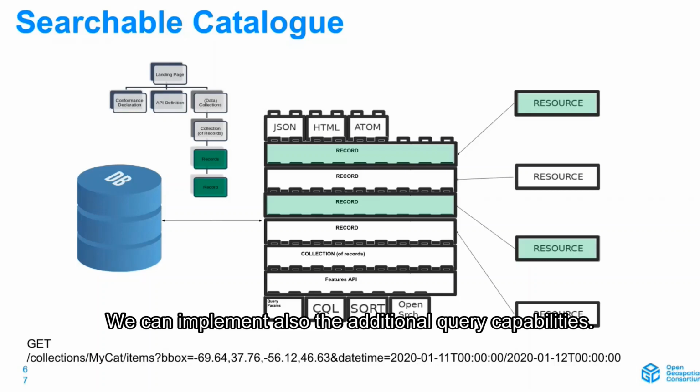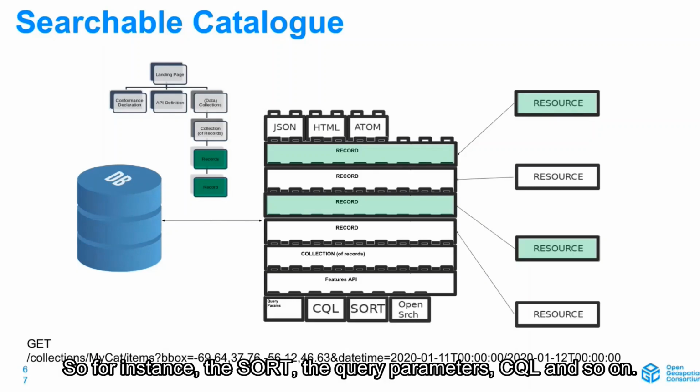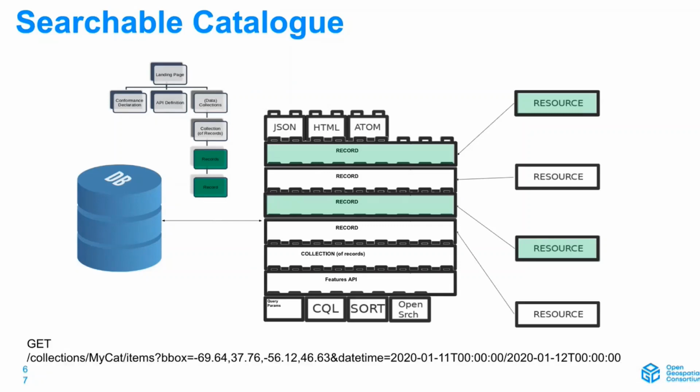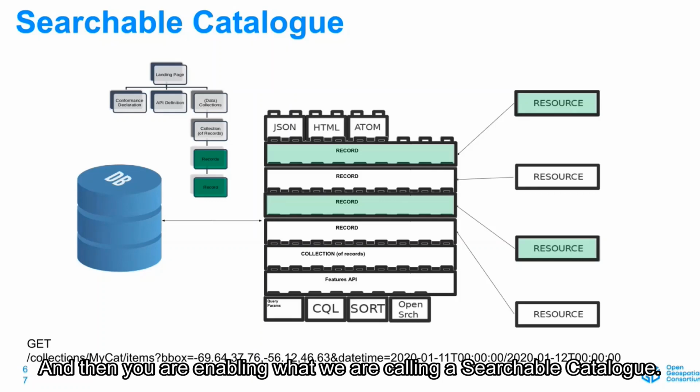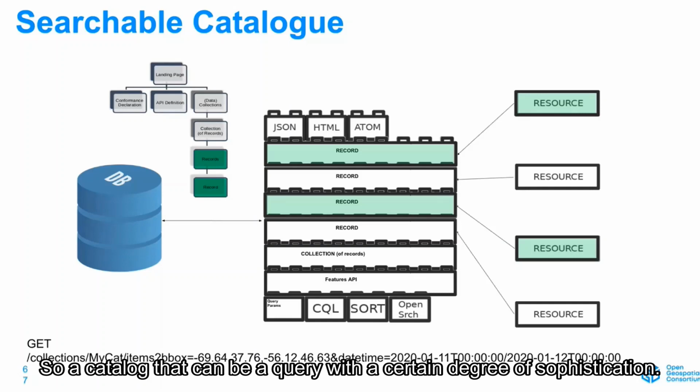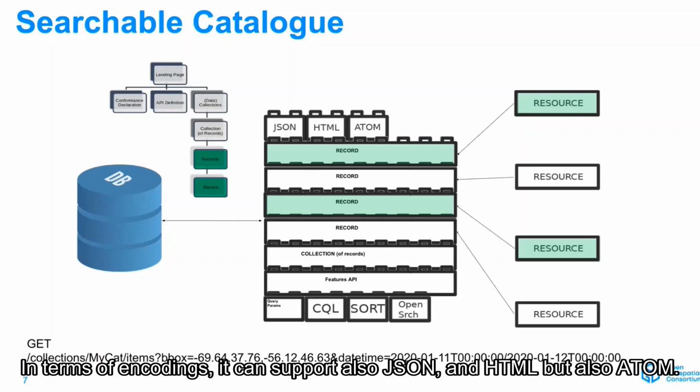We can also implement additional query capabilities, for instance the sort, the query parameters, the SQL, and so on. And then you are enabling a search, what we call a searchable catalog, so a catalog that can be queried with a certain degree of sophistication. In terms of encodings, we can support JSON or HTML, but also Atom.